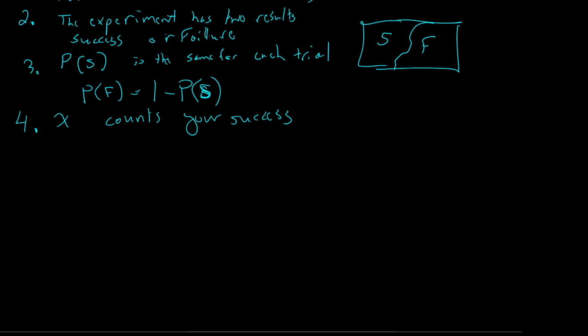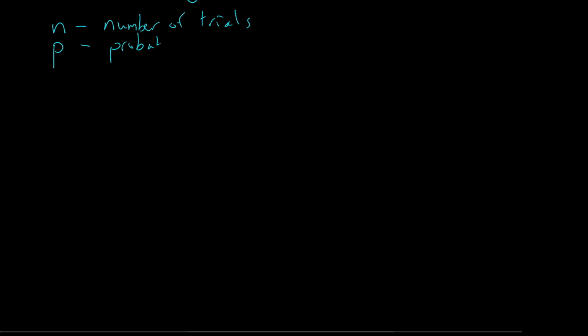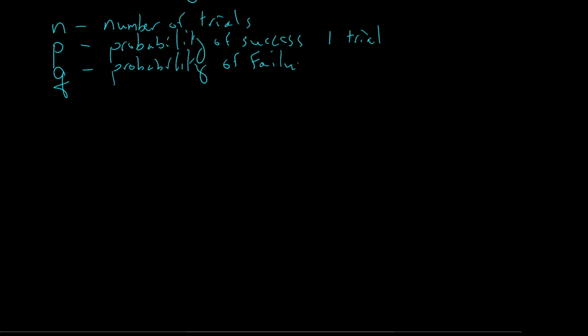So we'll turn this into some variables that we can use when talking about it. We'll say that N is the number of trials. P is the probability of success on one trial. Any individual trial, the probability of success. Q is the probability of failure for one trial. And we should note that it is 1 minus P. And X is the random variable that counts the successes.